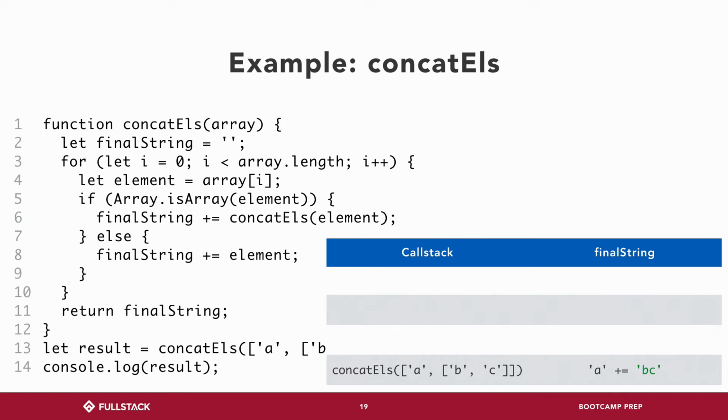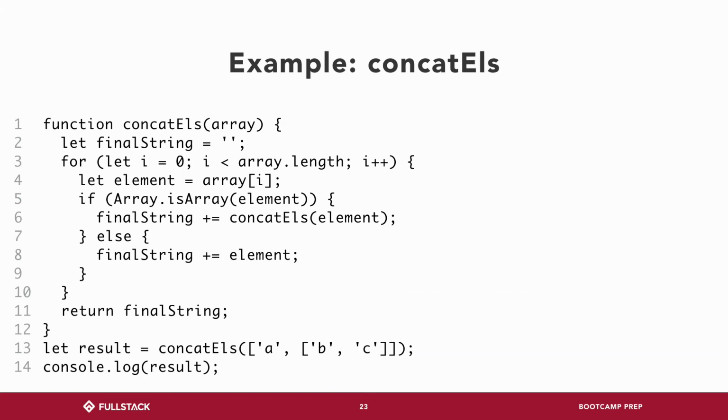And then now we're back in the higher level, and we're on line 6 in the top level function, where the function call on line 6 has become BC, and it's being added to A, the final string, and we get ABC. Right? And then that's returned to the user, so we should expect ABC.